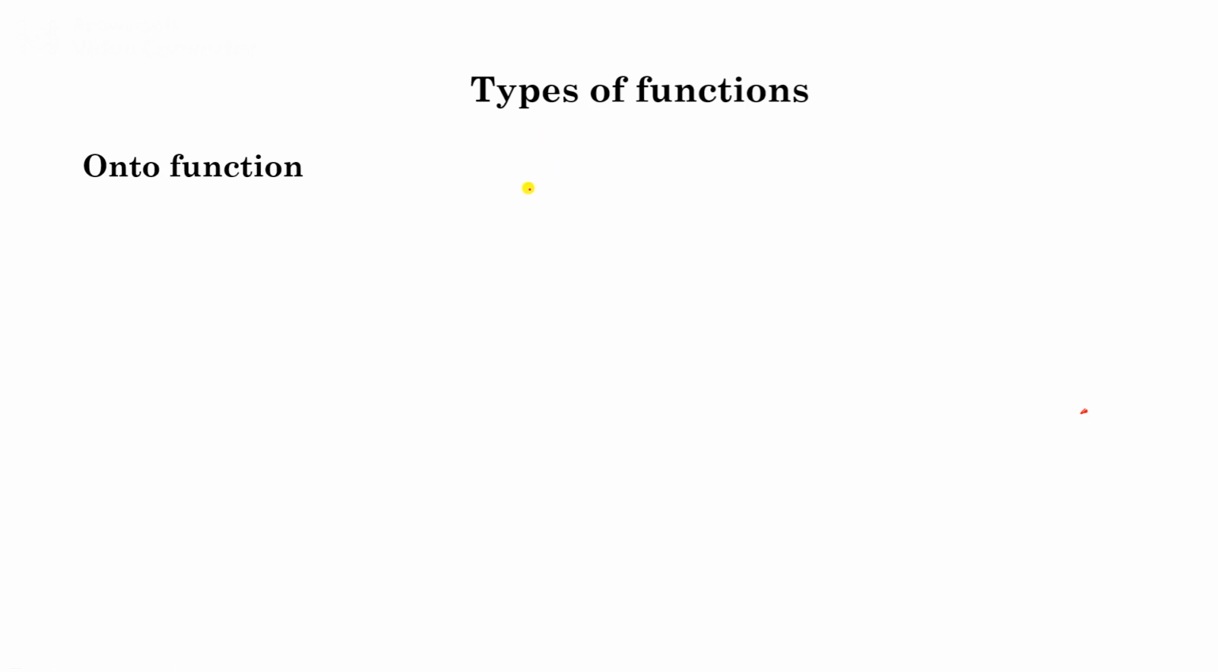Now onto function. Suppose we have a set x, another set y. Suppose this set is x and this is y, and f is a function from x to y. Now function f is said to be onto if for each element of y, there exists some element in x so that f(x) equal to y. It means y is the image of x. So if for each of these elements there exists some element in x such that these elements are the image of elements of x, then you will say the mapping is onto.